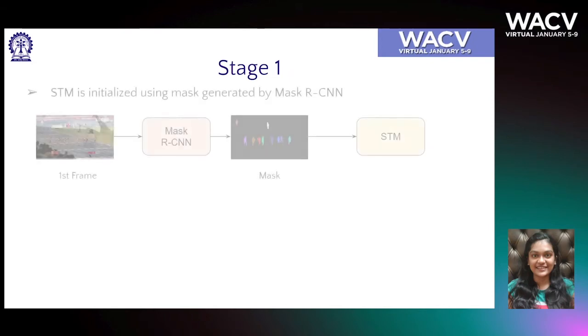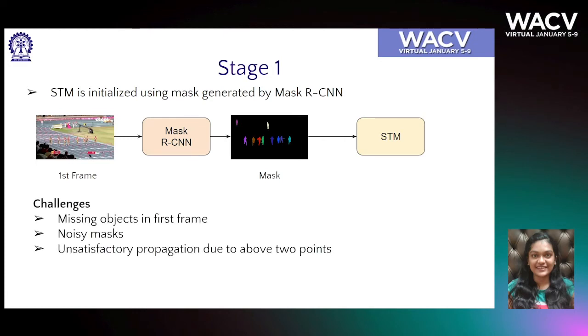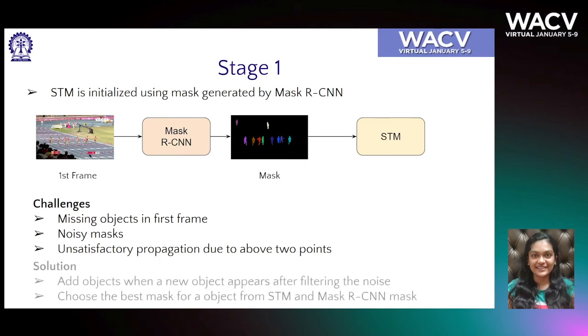In the first stage, to initialize STM, we use the first frame from Mask Gaussian as the ground truth annotation. The challenges include that not all objects are present in the first frame, and masks from Mask Gaussian are noisier compared to the actual ground truth. This results in unsatisfactory propagation. A solution to deal with the above problem of missing object is to add new objects with the help of Mask Gaussian mask. To deal with the noise in the mask as they propagate along, we employ selection criteria to choose better masks.